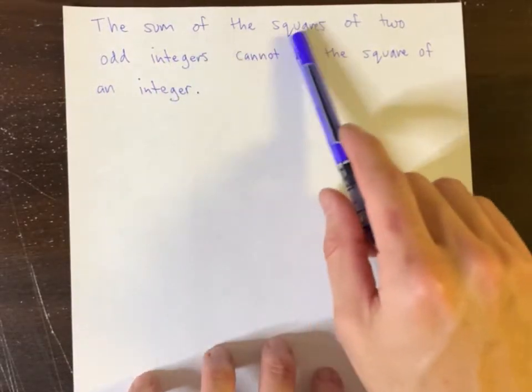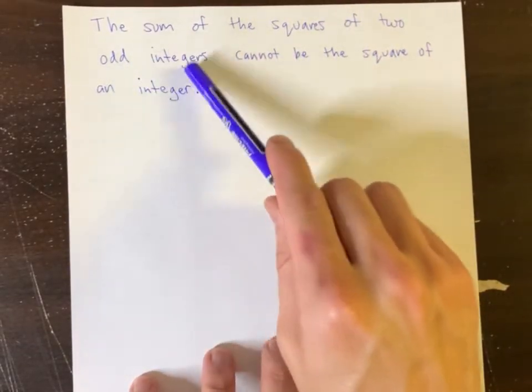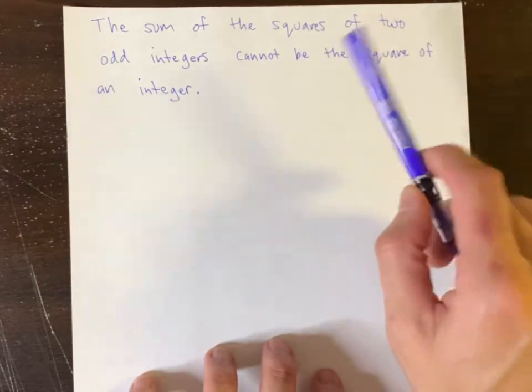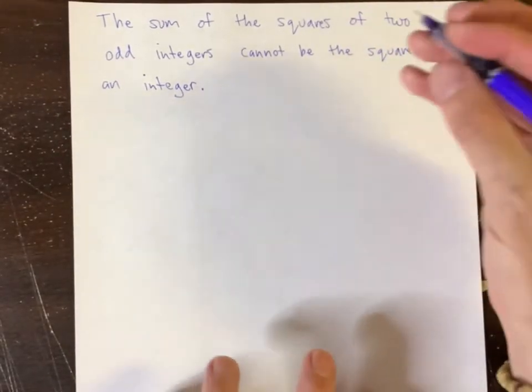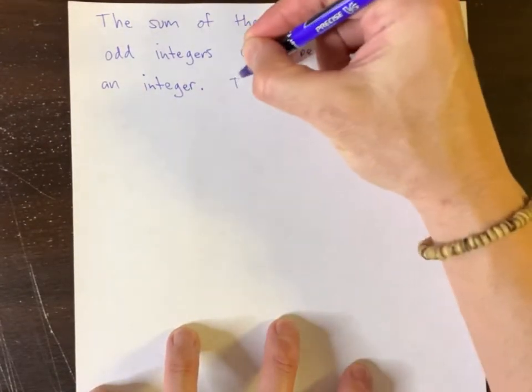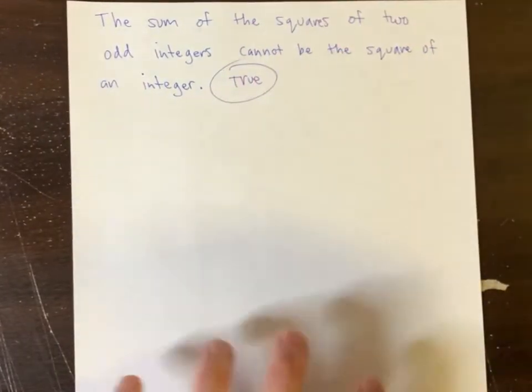The sum of the squares of two odd integers cannot possibly be the square of an integer. So I'm going to declare that this is a true statement. But of course, let's prove this.